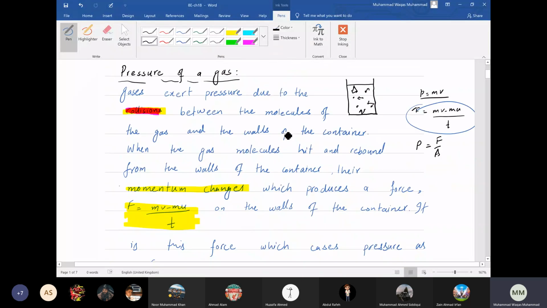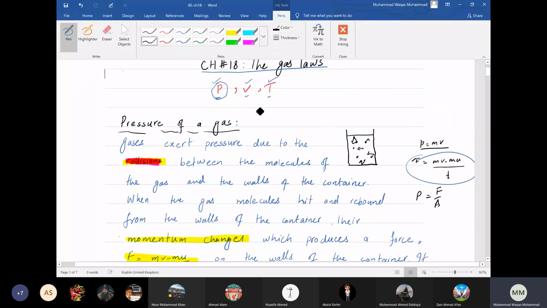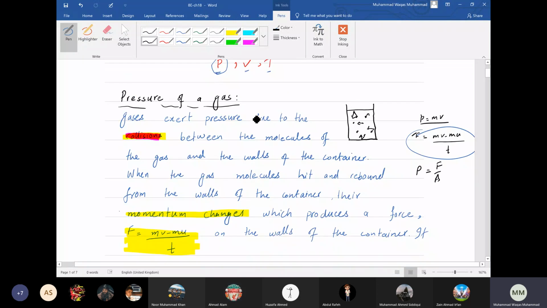Now beta, remember, whenever we study the relationship between two quantities, the third quantity is kept constant.